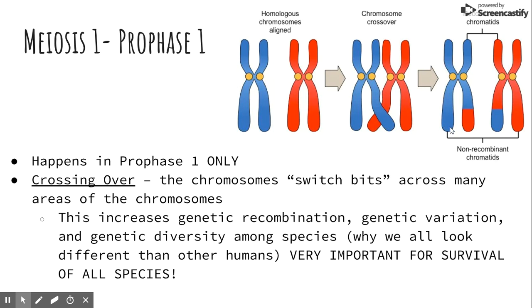This is one of the first ways that we can get genetic diversity into our gametes. This is called genetic recombination, and it increases genetic variation and genetic diversity in a species, because now if one of our offspring ends up being created from a gamete where we had a crossing over event, they get an entirely unique sequence of DNA that has not occurred before.